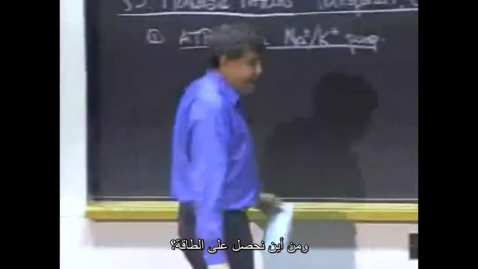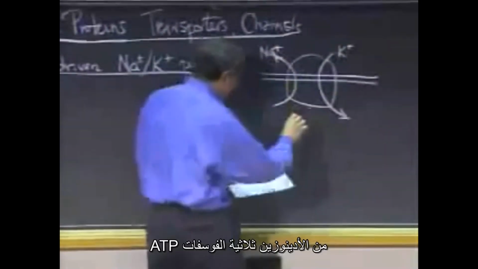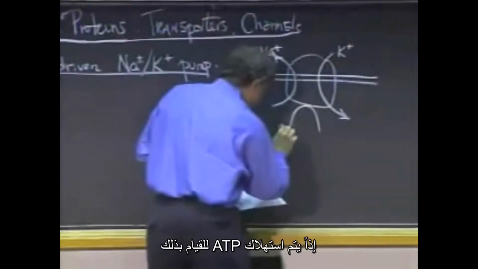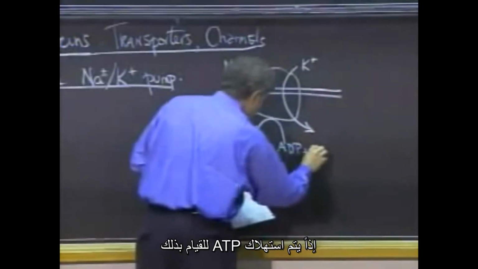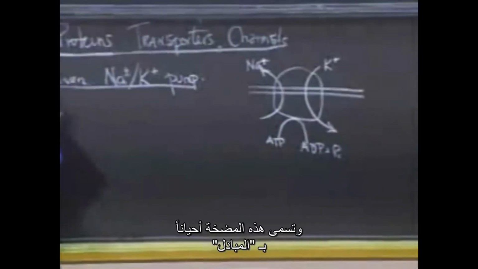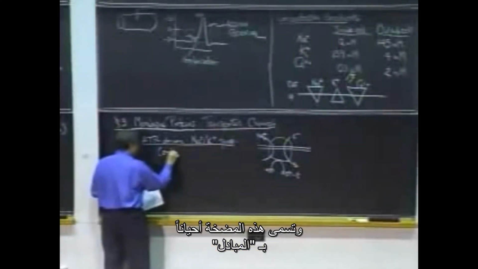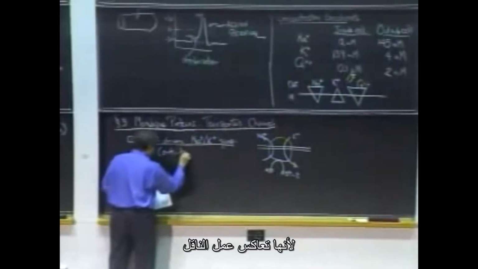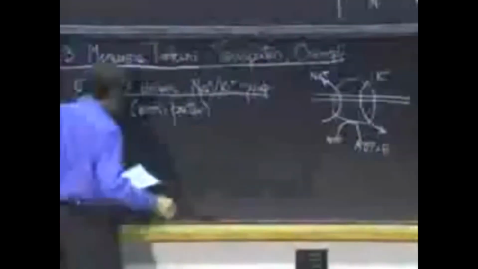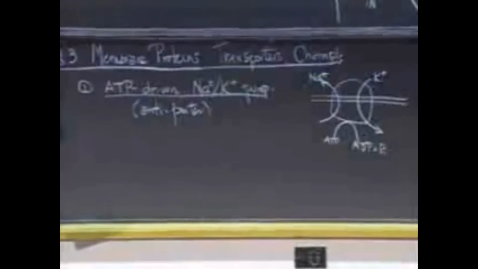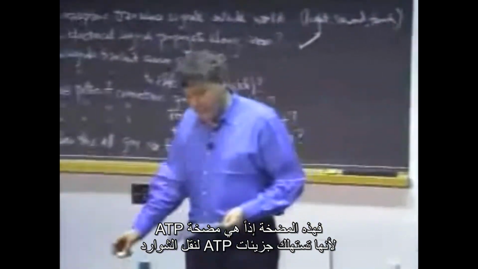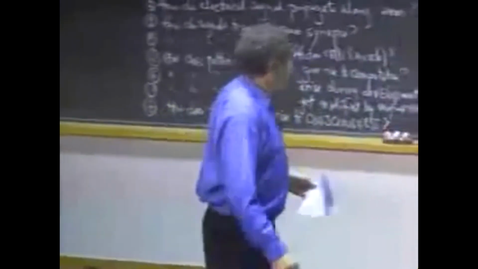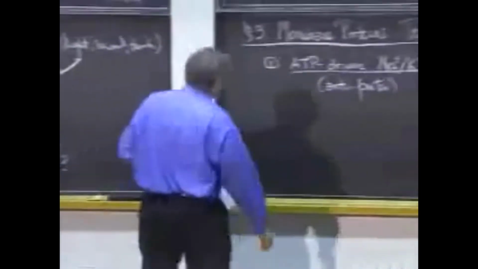And where do we get the energy? ATP. So an ATP is burned in order to do that. This guy gets called an anti-porter sometimes because it's an anti-transporter or something like that. Okay. The pump then is an ATPase. It uses the energy from an ATP to exchange this. Good.